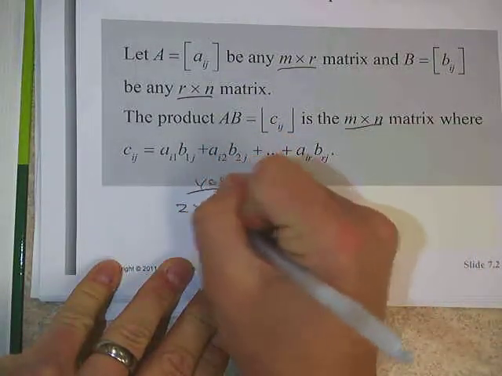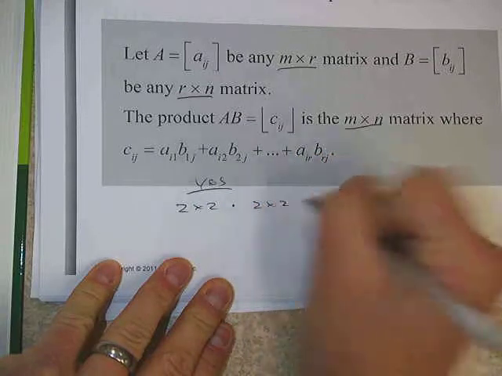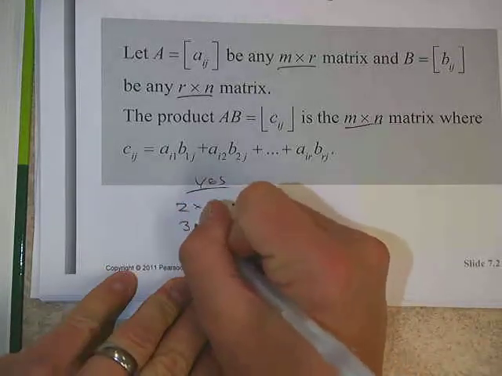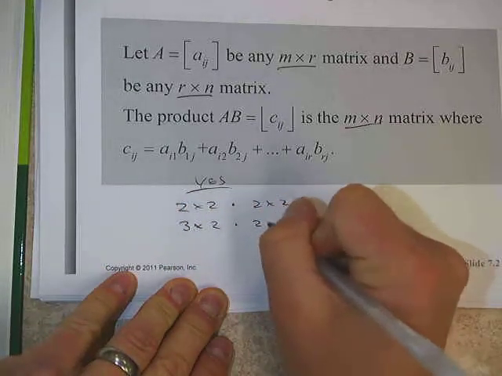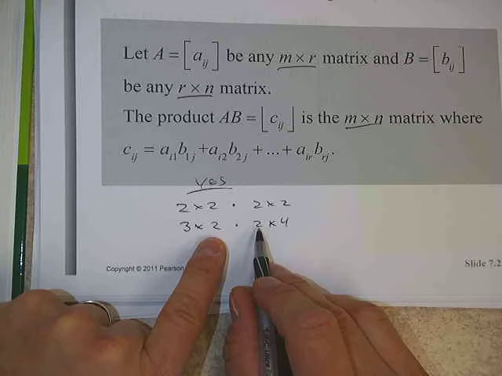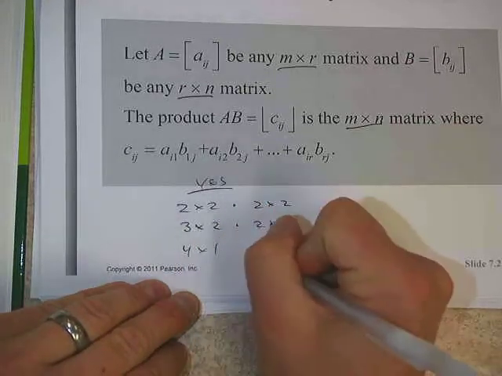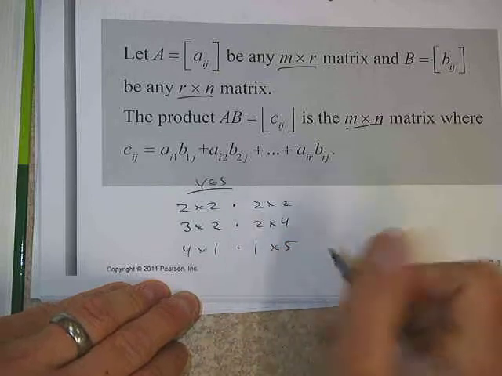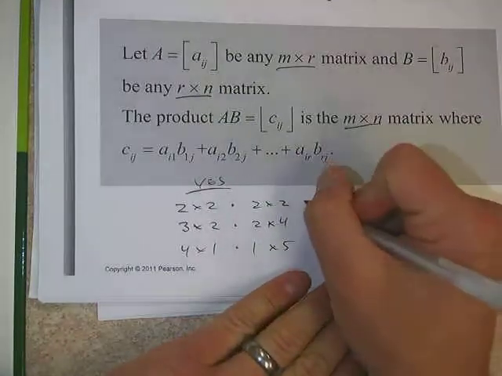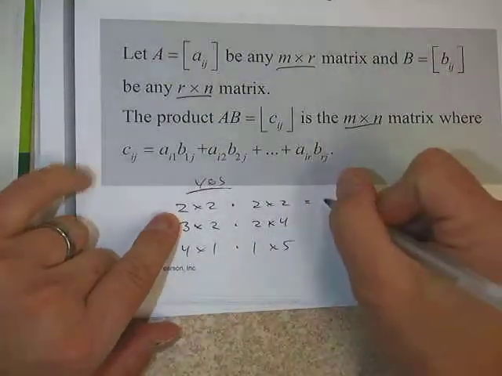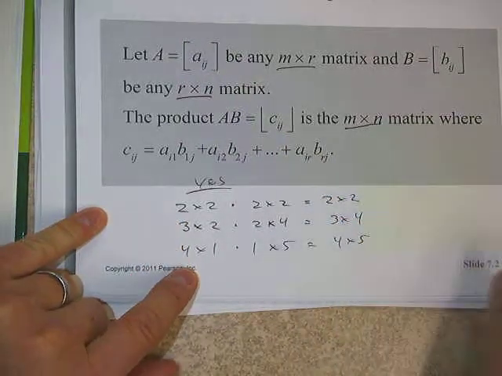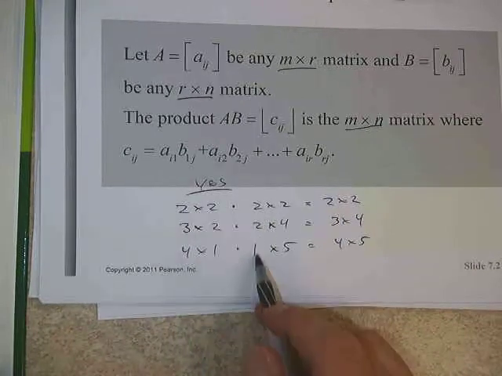In order to multiply matrices together, the inside dimensions have to be the same. So I'll give you a couple examples. If I did a 2 by 2 multiplied by a 2 by 2, that'd be fine because the inside dimensions are equal. If I did a 3 by 2 and a 2 by 4, that would also be okay because, again, the inside dimensions are equal. If I did a 4 by 1 and a 1 by 5, that would be okay also because, again, the inside dimensions are equal.